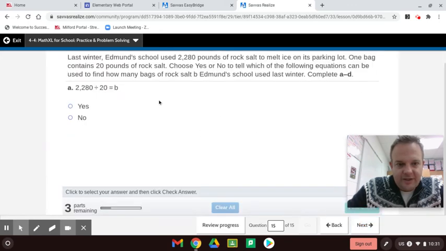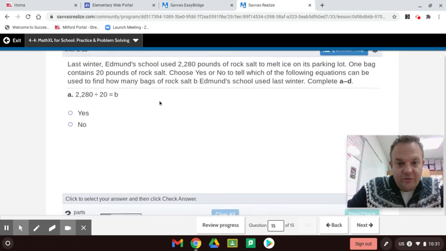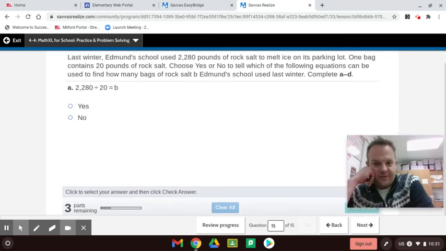Last winter, Edmond's school used 2,280 pounds of rock salt to melt ice on its parking lot. Kind of like today because it was snowing. First snow of the season, kind of exciting. And I almost slipped coming in. One bag contains 20 pounds of rock salt. Choose yes or no to tell which of the following equations can be used to find how many bags of rock salt B Edmond's school used last winter.